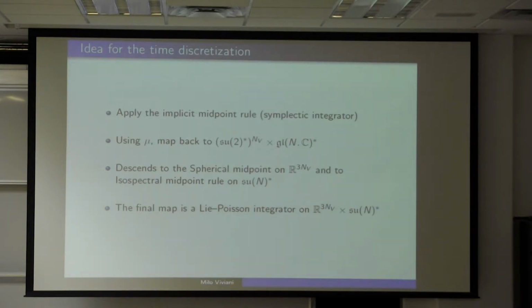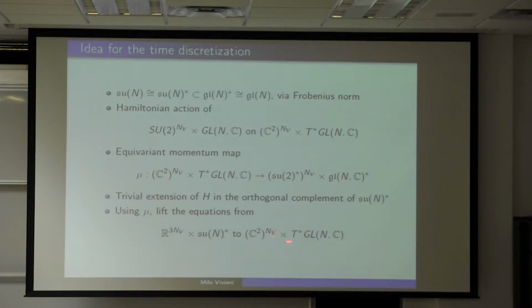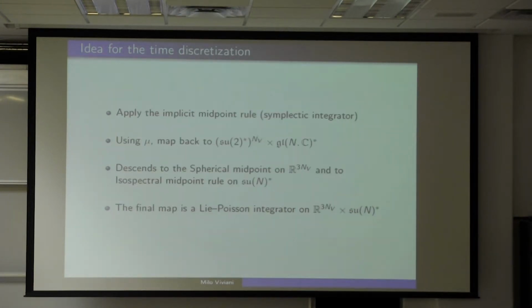We apply on this space, on the bigger space here, the classical implicit midpoint rule, which is a symplectic integrator. Okay, and then using the fact that the momentum map is a Poisson map, we derive a Lie-Poisson integrator here. And since the midpoint rule preserves quadratic first integrals, we found out that the same method can be used for Lie-Poisson systems on SU(N)*, or even more general algebras, but for us it's enough. So the final map of this process will end up as a Lie-Poisson integrator on the latter space.